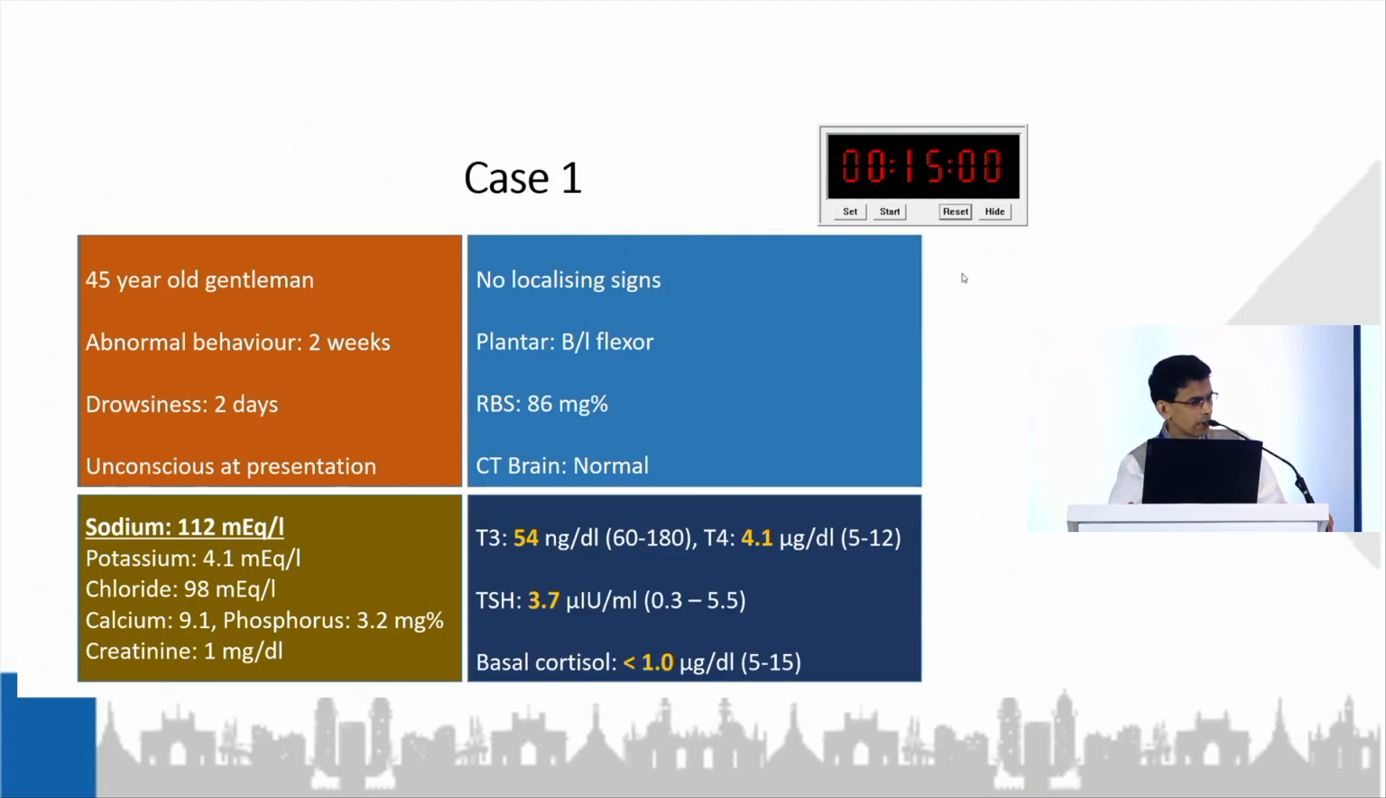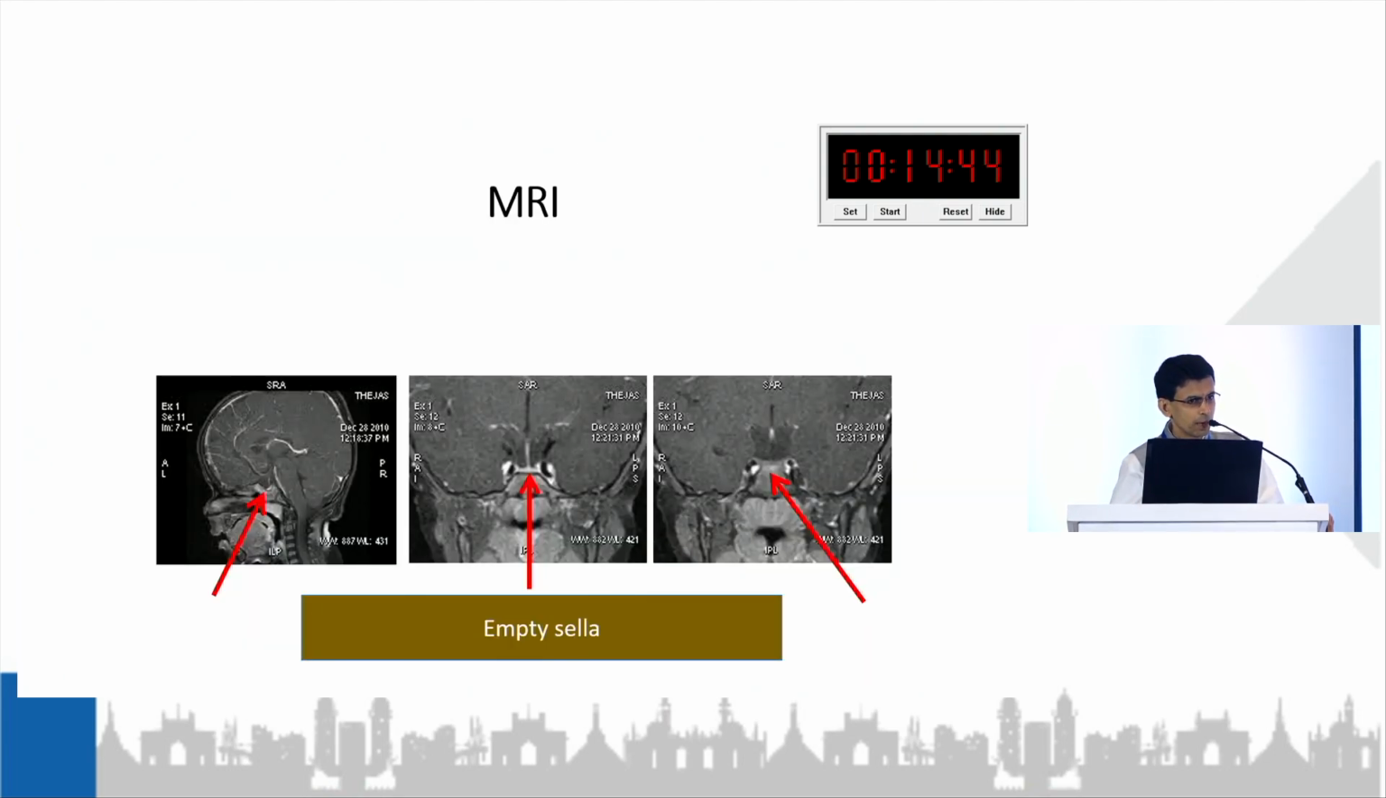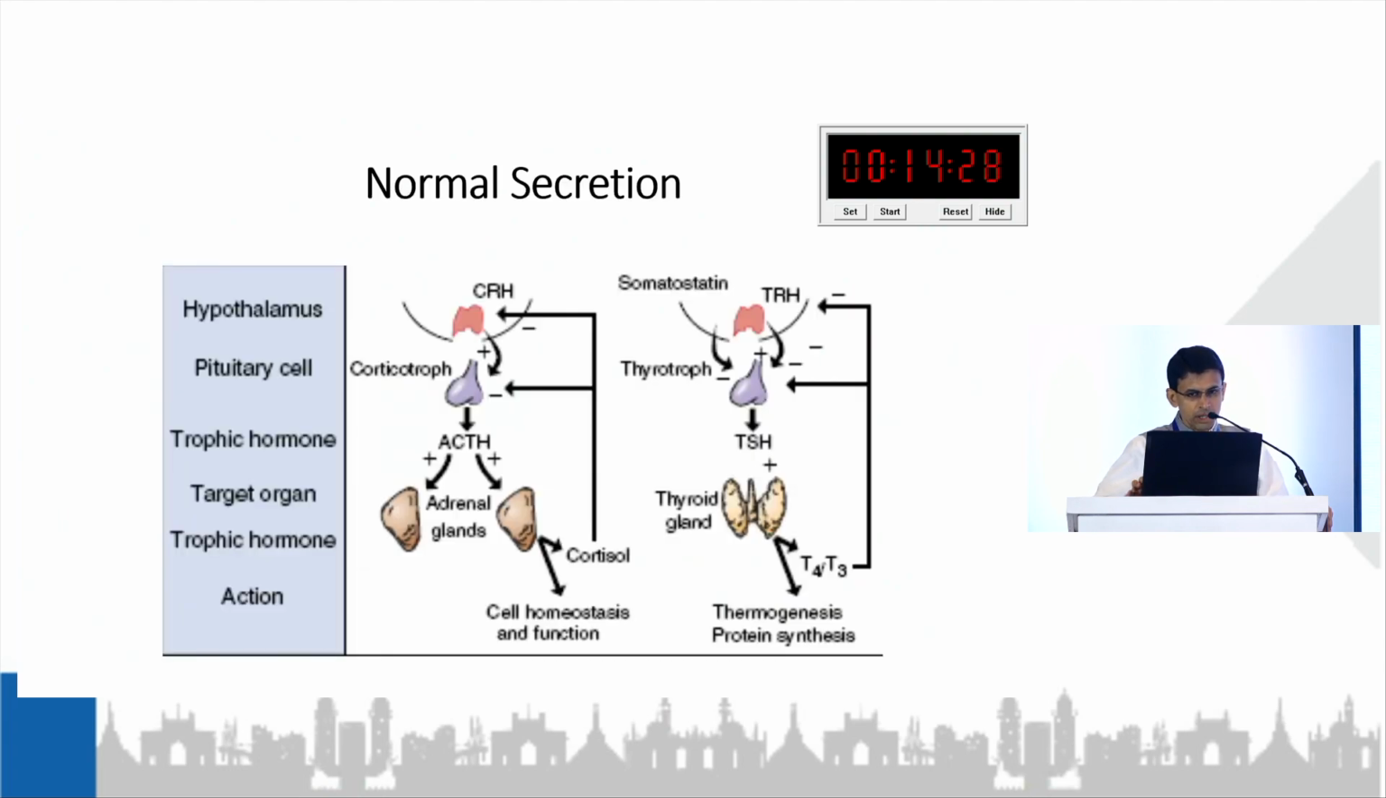The endocrine evaluation showed low T3, low T4, and the TSH being normal. T3, T4 low, TSH normal. So we asked for cortisol level, 8 AM cortisol came low, less than 1 microgram per deciliter. Then the MRI pituitary was done, which showed an empty sella. So here is a patient with hypopituitarism presenting with hyponatremia. This is the importance of evaluating for anterior pituitary function even in patients who are not presenting with any endocrine symptoms or signs.